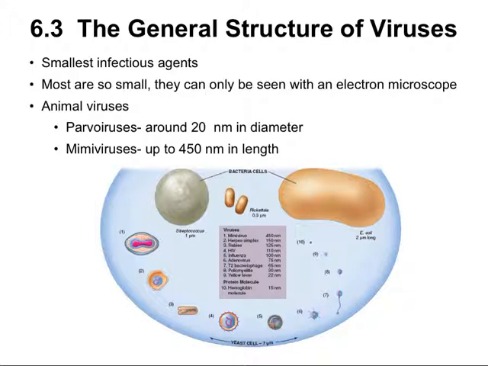Now, obviously, there's a huge variation in size. For example, parvoviruses, which are DNA viruses that cause respiratory infections in humans, are around 20 nanometers in diameter, whereas some of the larger ones, like mimiviruses, are up to 450 nanometers in length.